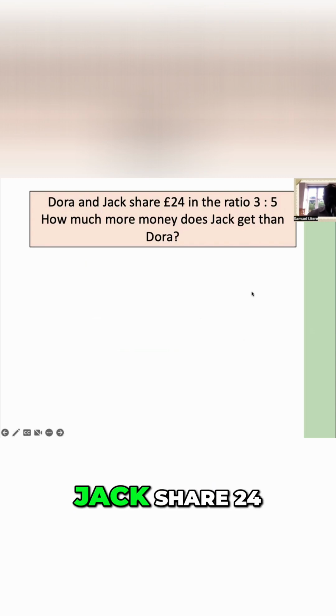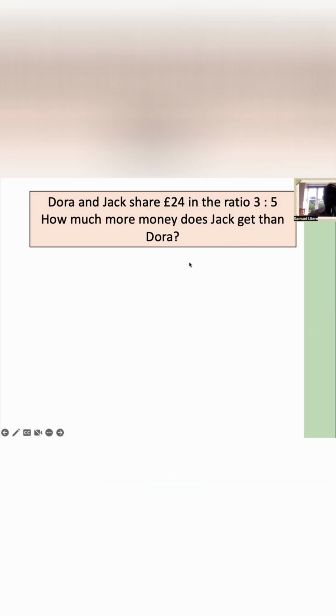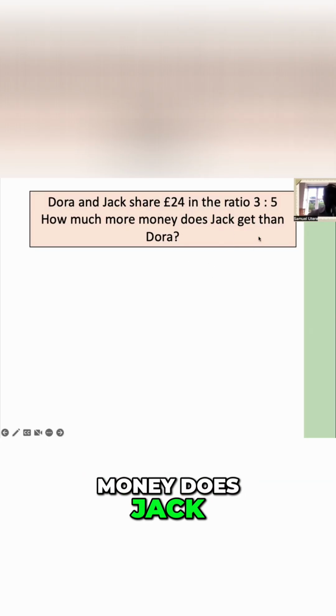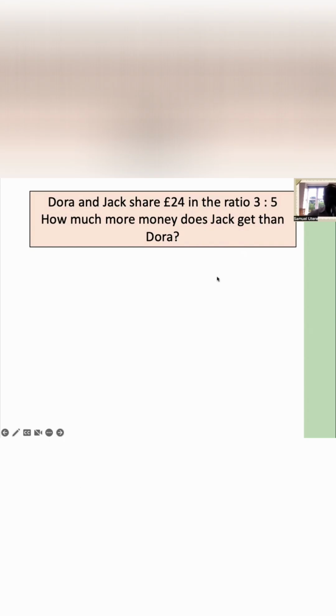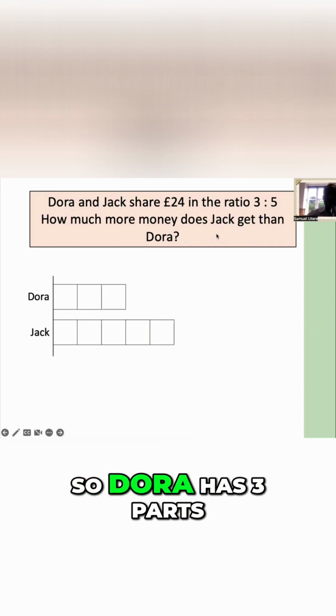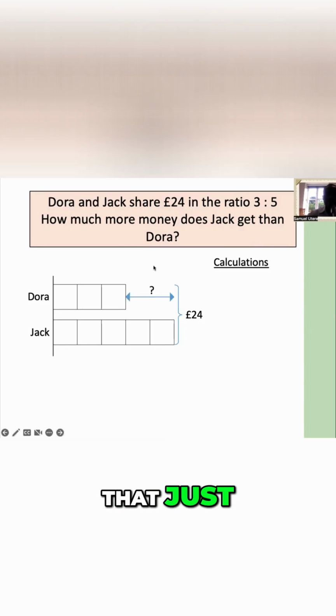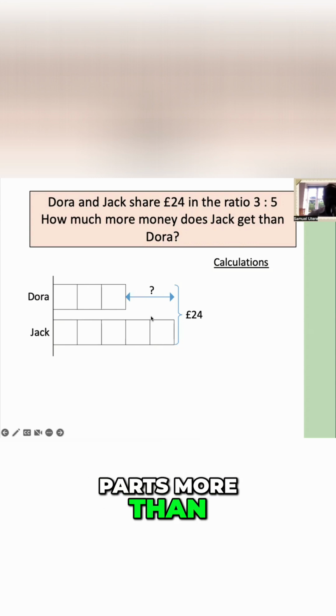Now, Dora and Jack share 24 pounds in the ratio 3:5. How much more money does Jack get than Dora? Again, we can draw a bar model to represent the parts. So Dora has 3 parts and Jack has 5 parts. Now, we know that they shared 24 pounds. Just looking at the diagram, we know that Jack has 2 parts more than Dora.